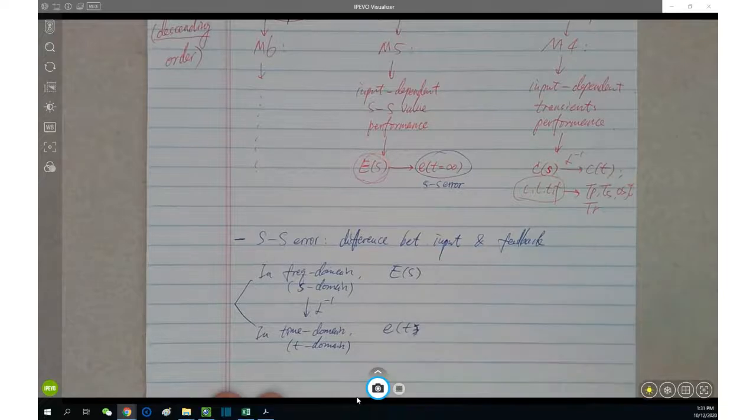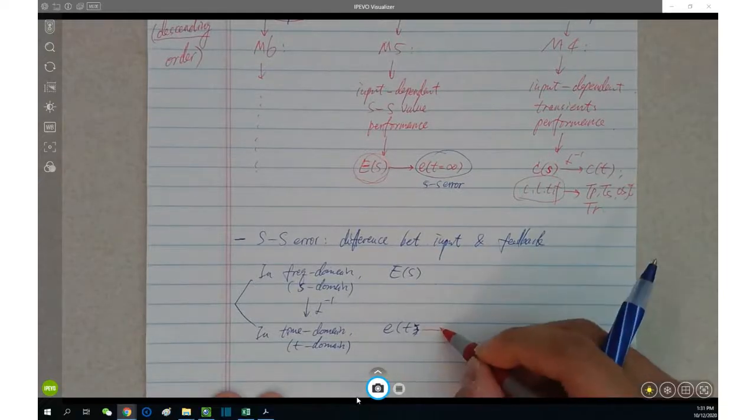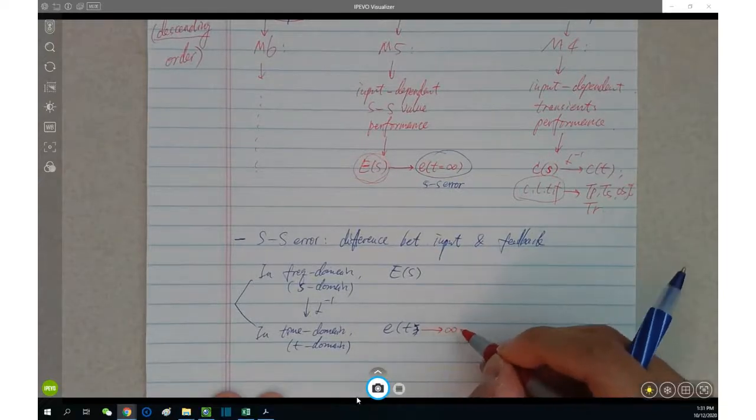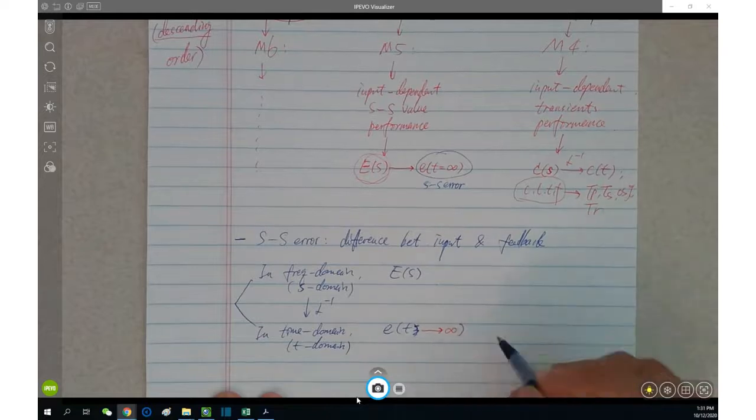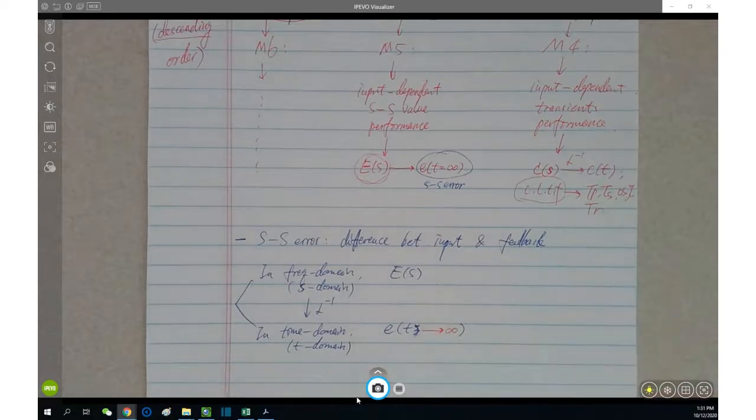However, here, be very careful. It's not any t moment, but a particular t moment, which is infinity. T equals, or say, approaching infinity. And then at that moment, what is the error signal? That's the steady state error. That's the definition for steady state error.